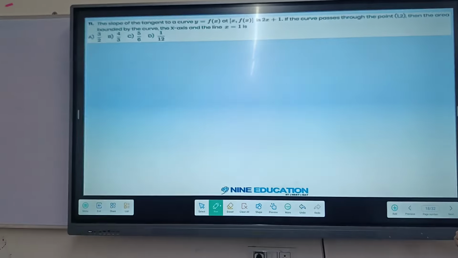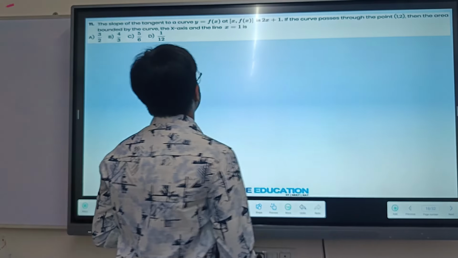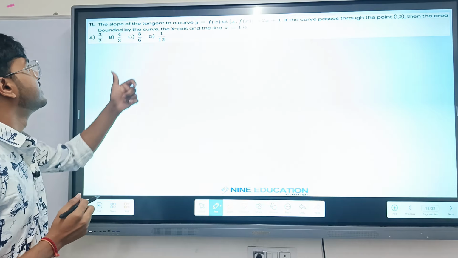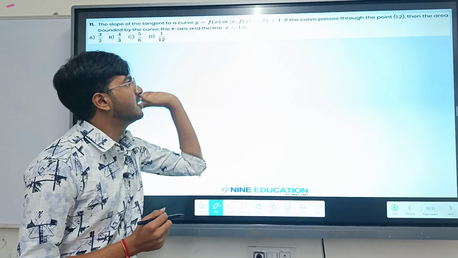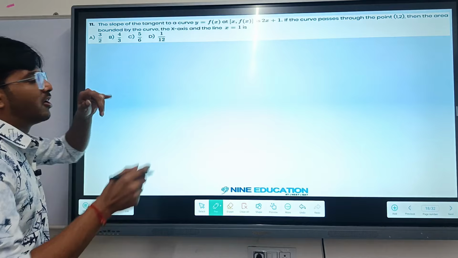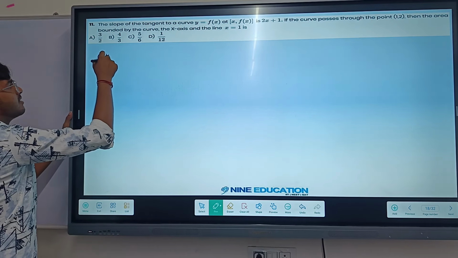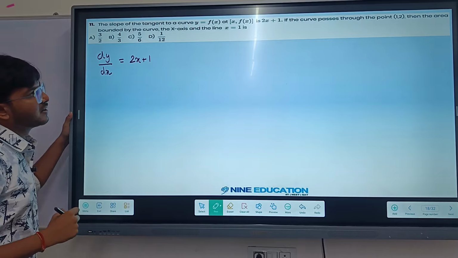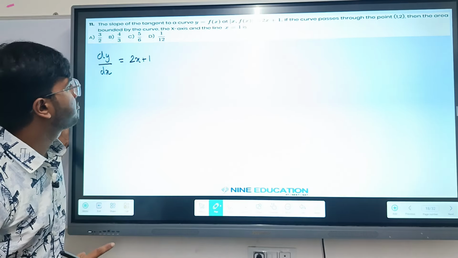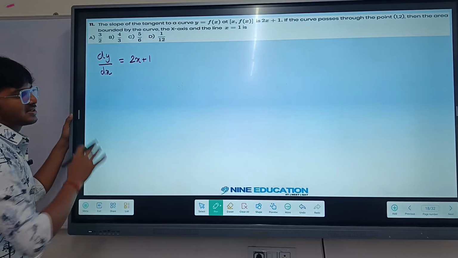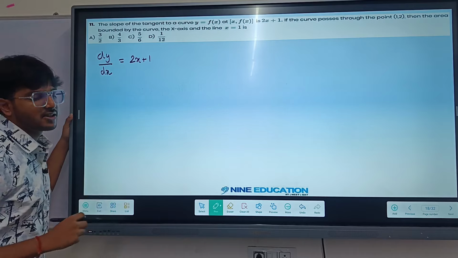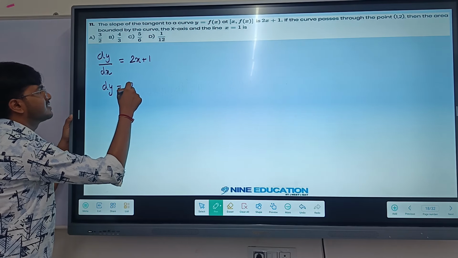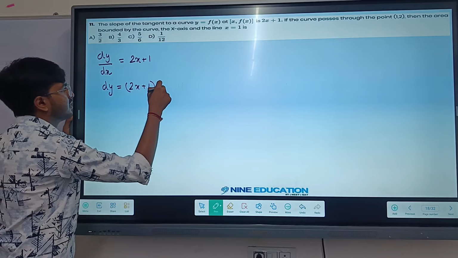Alright, next question. There is a curve y equal to f of x. Slope of tangent is given as 2x plus 1. So what will be slope of tangent? Dy by dx is given as 2x plus 1, and it is given that the curve passes through some point. So let's first simplify this. I can write dy as 2x plus 1 dx.